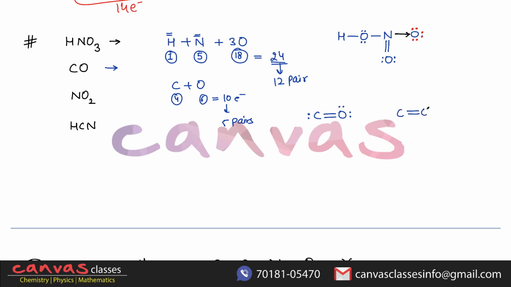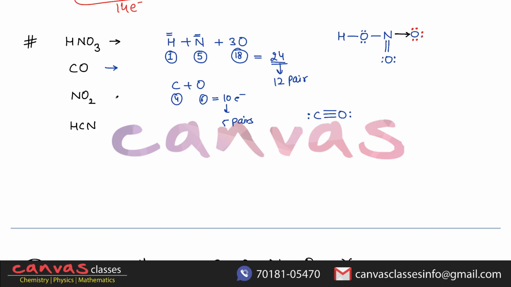Second time, we try like this: 2, 4, 6, 8, 10. Here the oxygen doesn't get a complete octet, so they are not stable arrangements. So next we can try something like this. So the carbon, so we have total 3, 4, 5 pairs of electrons. The carbon gets a complete octet as well as the oxygen gets a complete octet. So that's the right Lewis structure for carbon monoxide.